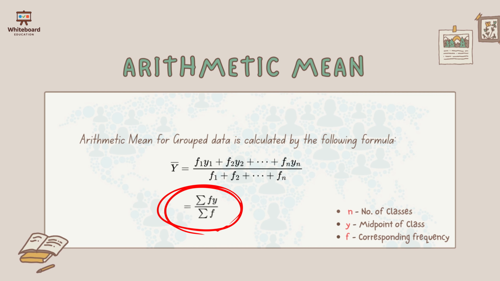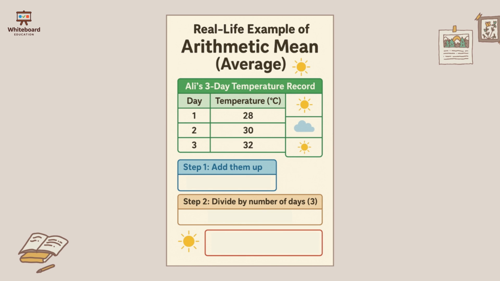The only difference here from ungrouped data is that we use the corresponding frequencies of each observation to calculate the arithmetic mean. Here n is the number of total classes, y is the midpoint of class, and f denotes the corresponding frequency. Let's look at a simple real-life example of arithmetic mean for better understanding of the concept.